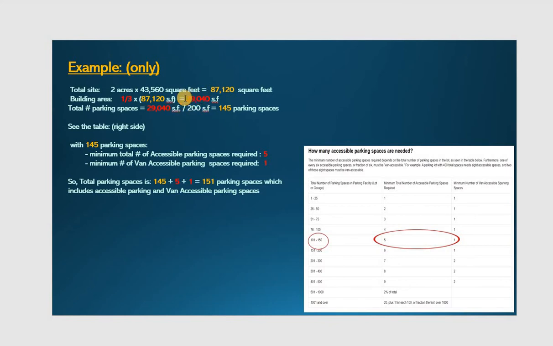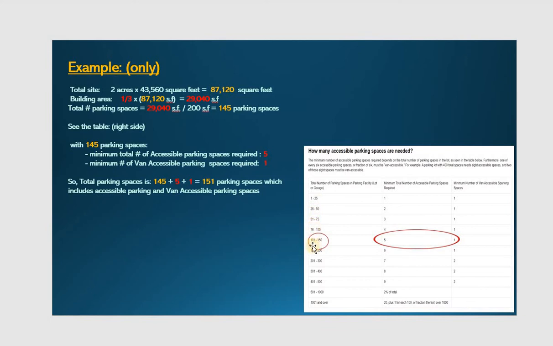I take the total size of the building, divide by 200, and I get 145 parking spaces for total regular parking spaces. After that, I look at the table. In this table, they show you how many accessible parking spaces you need, and how many van accessible parking spaces you need. This is the guideline based on the average of the parking area you are looking for. For example, you have 145 parking spaces for regular. You look at the guide right here.